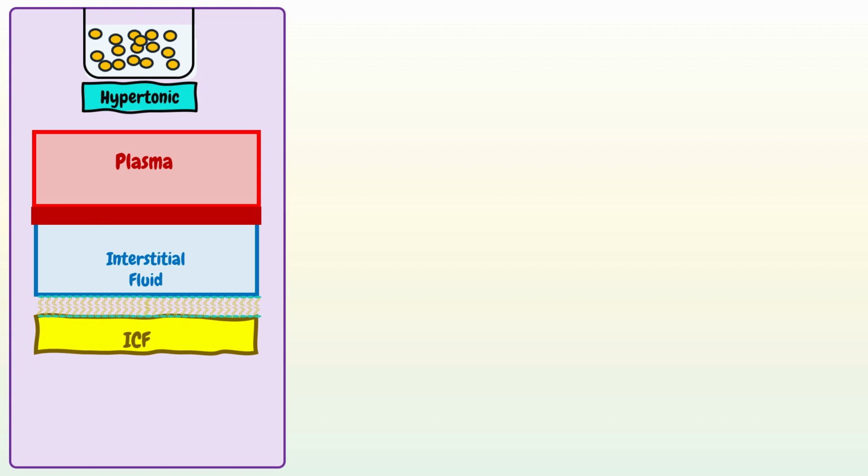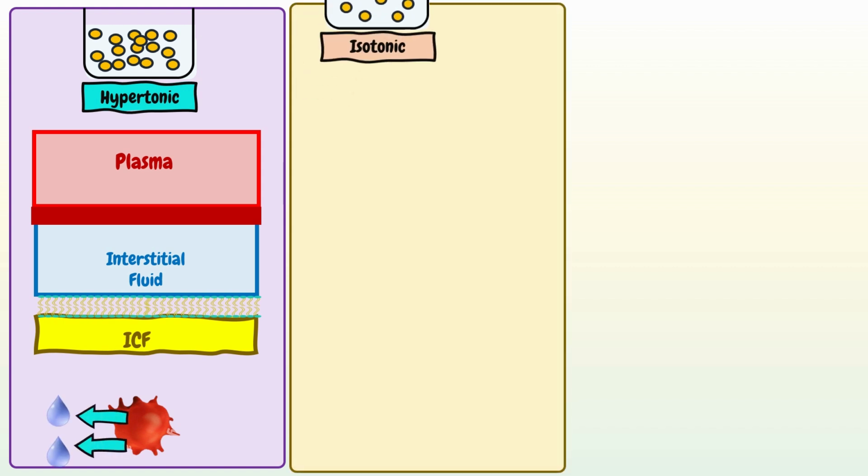Interstitial fluid becomes concentrated. Osmotic potential draws water out of cells. Intracellular fluid becomes concentrated. As intracellular fluid is inside the cell, what happens to the cell? Well, the cell shrinks due to loss of water.